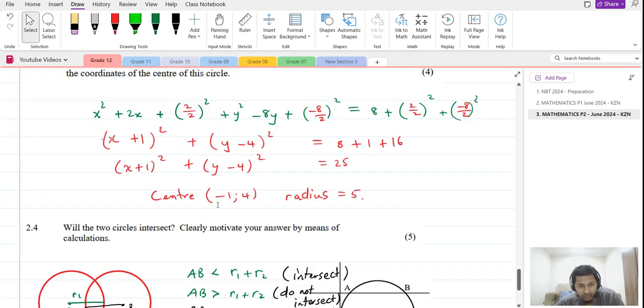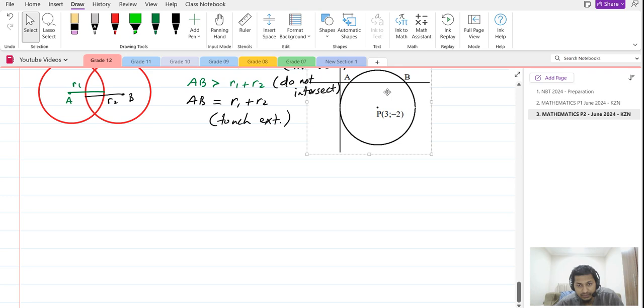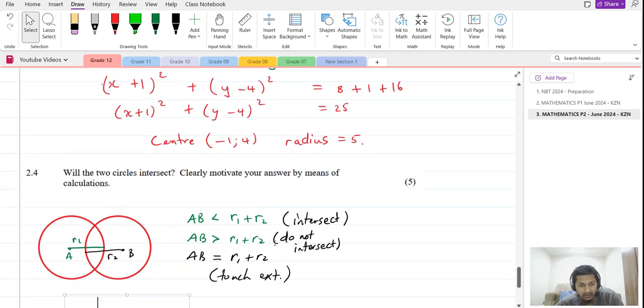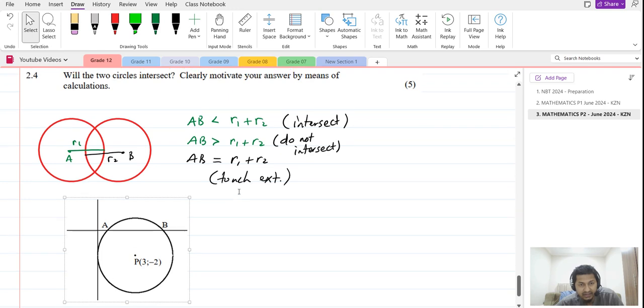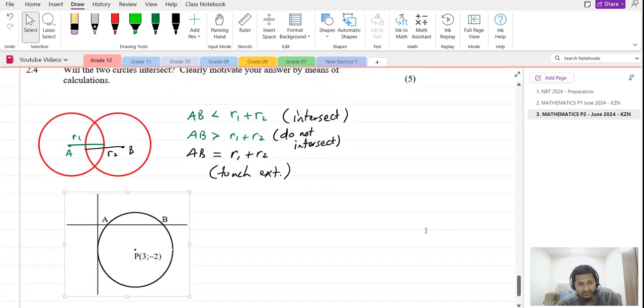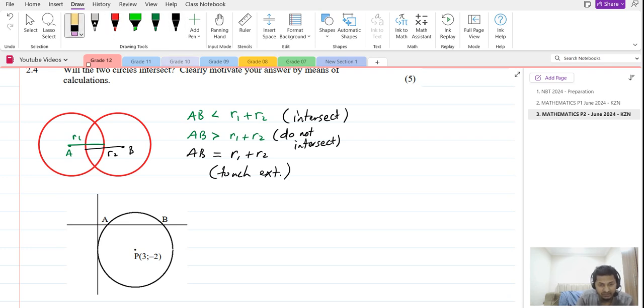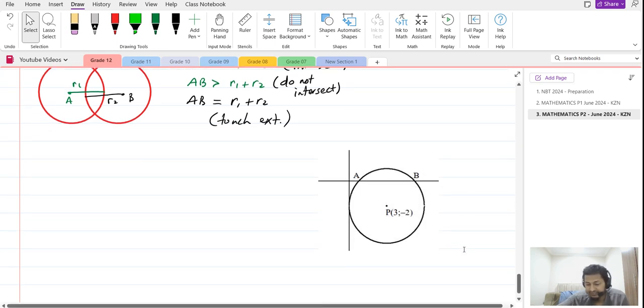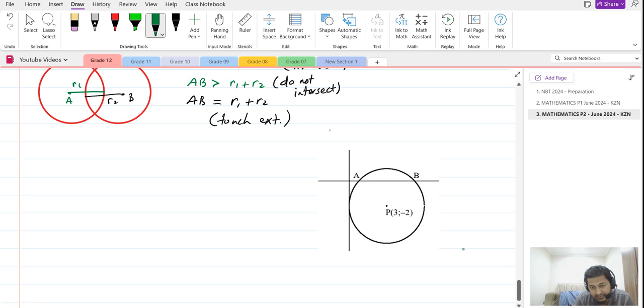Because remember, what's the coordinate? Minus 1 and 4. So if I try to put minus 1 and 4 here, now remember this is a bigger circle. Where's minus 1 and 4? Minus 1 and 4 and radius 5. So x value is minus 1 and y value is 4, somewhere around here. So it's basically higher up. That's where the center is, right?